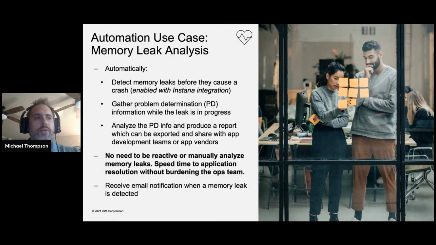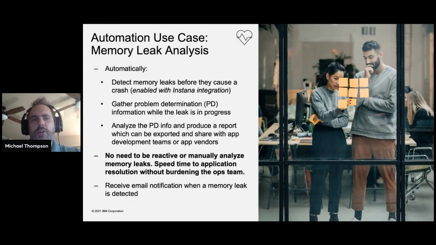New in version 1.2, which came out in November of 2021, is automated memory leak detection and analysis. Enabled with integration with Instana APM, we are now able to detect memory leaks before they crash the system. What this means is normally a memory leak is only detected when either the system ultimately crashes due to an out of memory error or when the application begins to suffer degraded performance. And that can often be reported by the line of business or your application users.